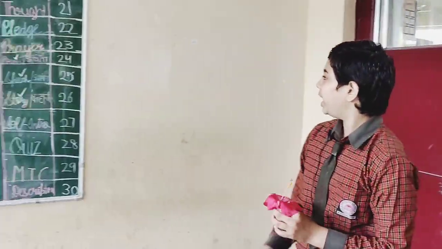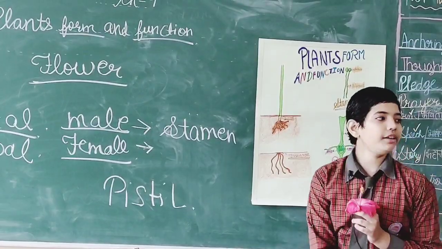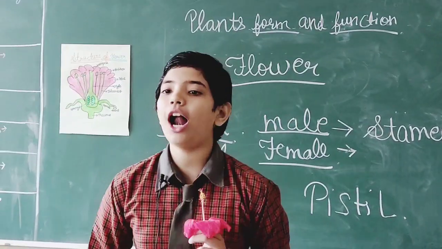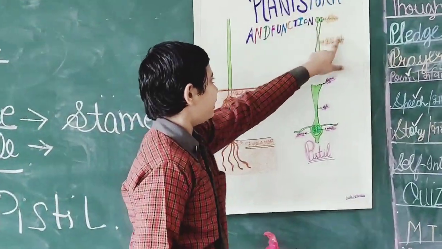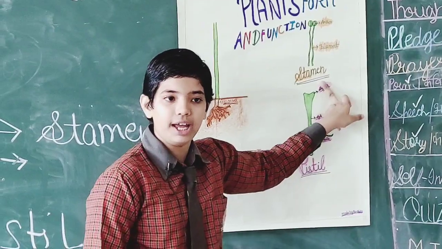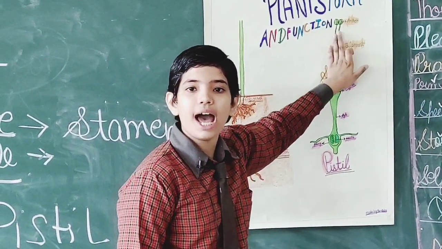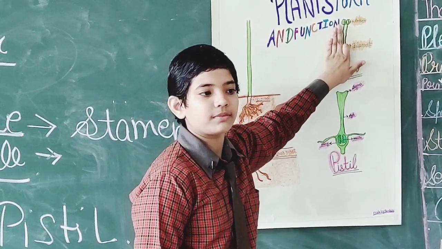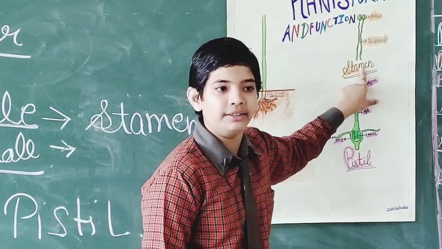Now it has one more part which is called filament. This full male portion is called stamen. These are the parts of stamen, and the full male portion is called stamen.